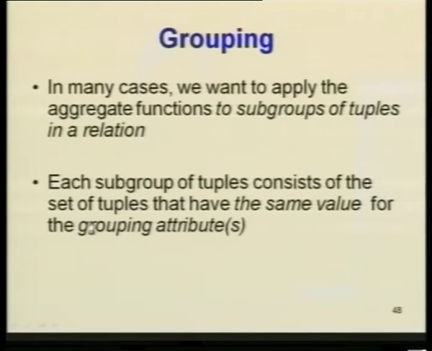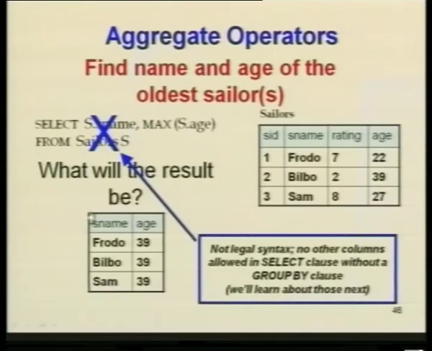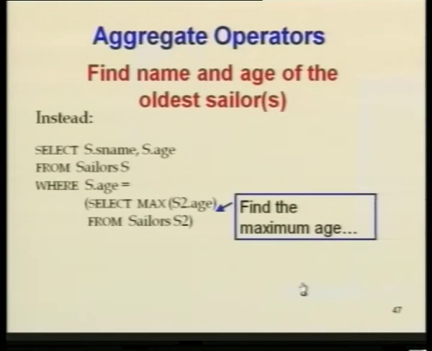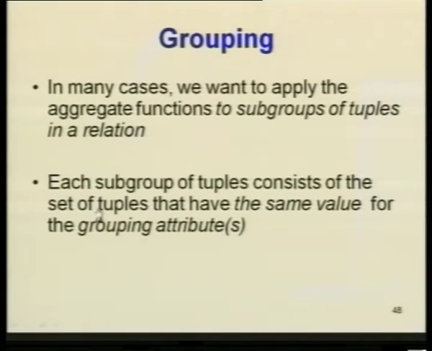So, this is grouping. In many cases we want to apply an aggregate function to subgroups of tuples in a relation. We do not want to apply it to everything. Each subgroup of tuples consists of the set of tuples that have the same value for the grouping attributes. Please note that without grouping you would have got a wrong answer like this, because you are not using group by. So, here this is the correct answer which you have already seen. But for doing this in a more convenient way we have grouping. So, this is where the grouping comes.